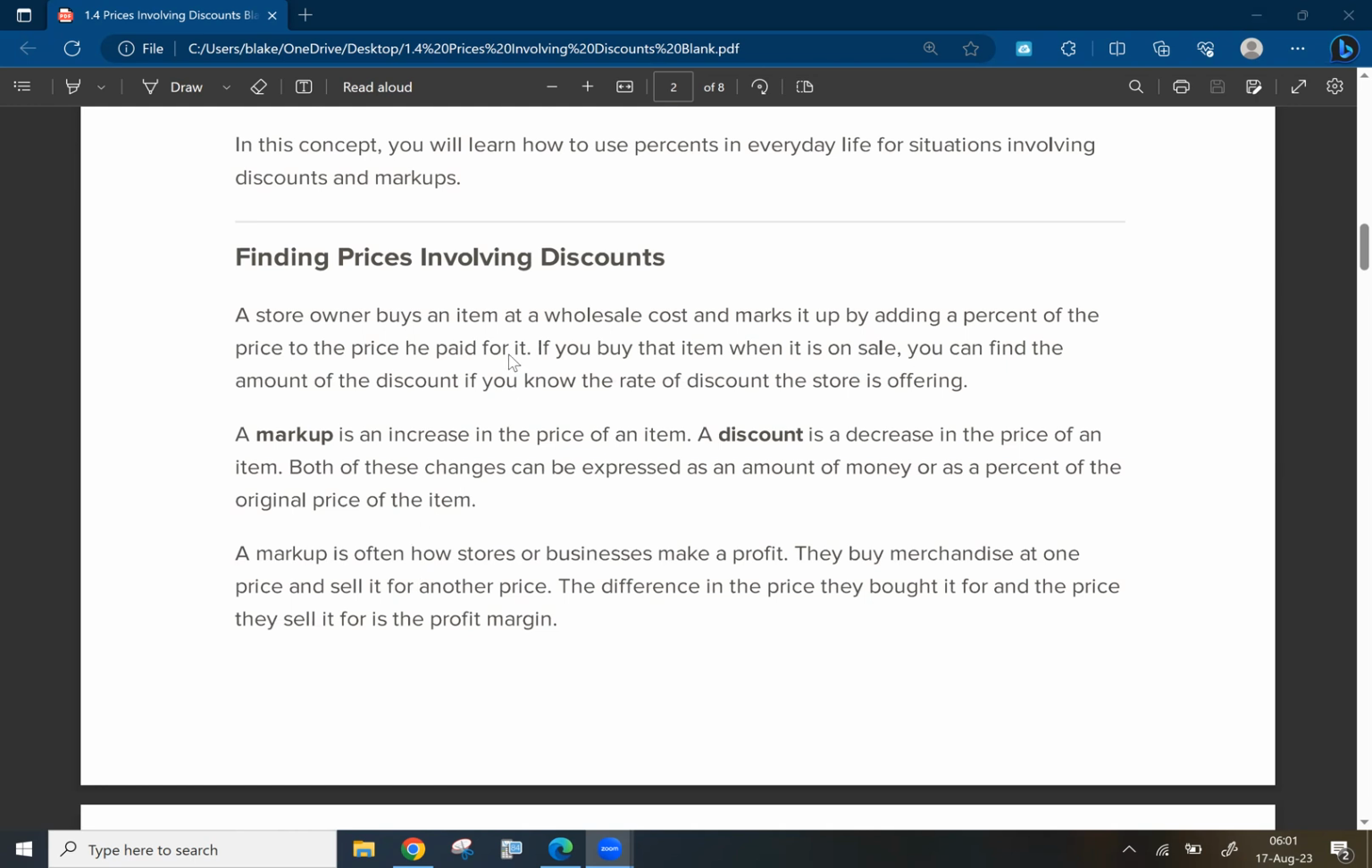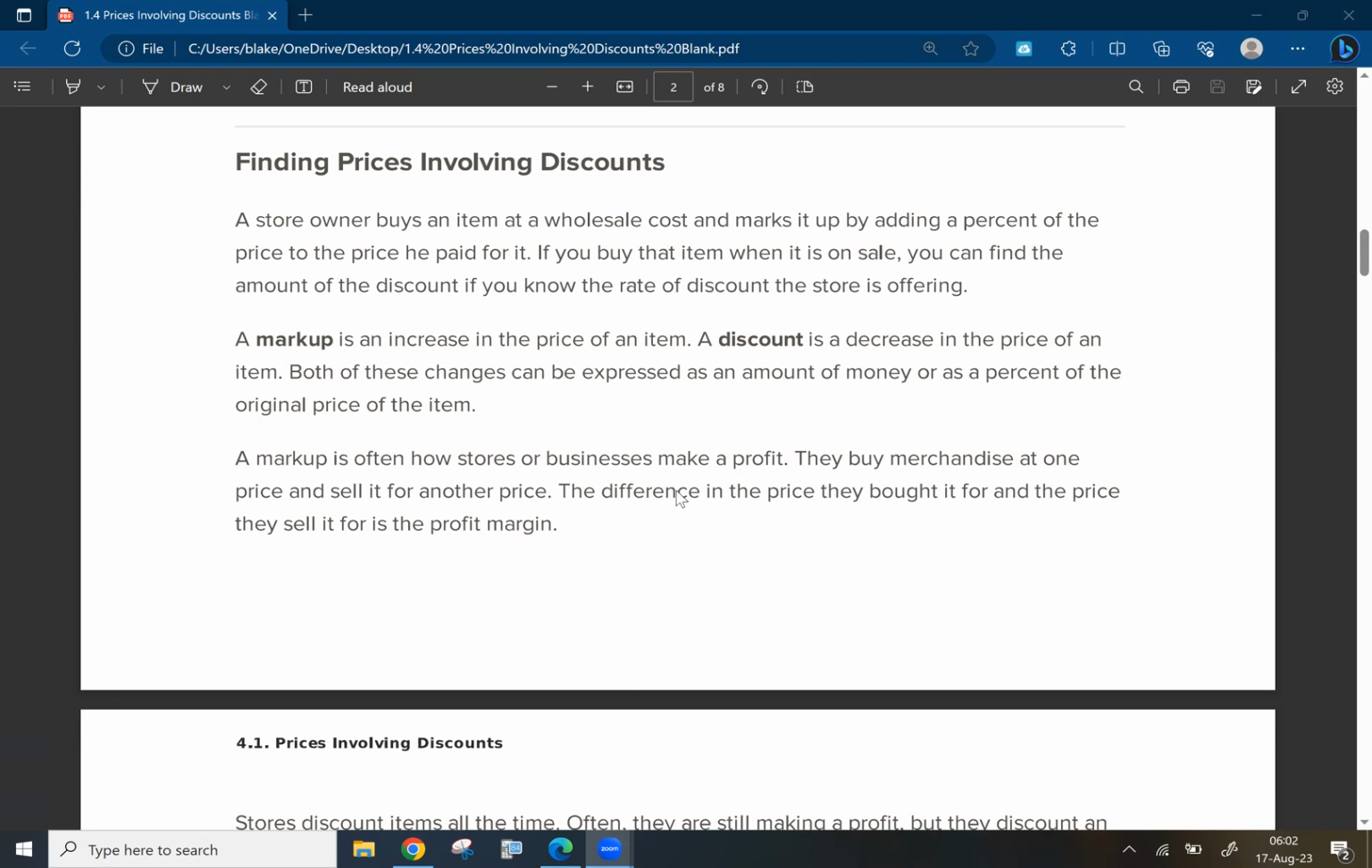A store owner buys an item at a wholesale cost and marks it up by adding a percent of the price to the price he paid for it. If you buy that item when it is on sale, you can find the amount of the discount if you know the rate of discount the store is offering. A markup is an increase in the price. A discount is a decrease in the price. Both of these changes can be expressed as an amount of money or as a percent. A markup is often how stores or businesses make a profit.